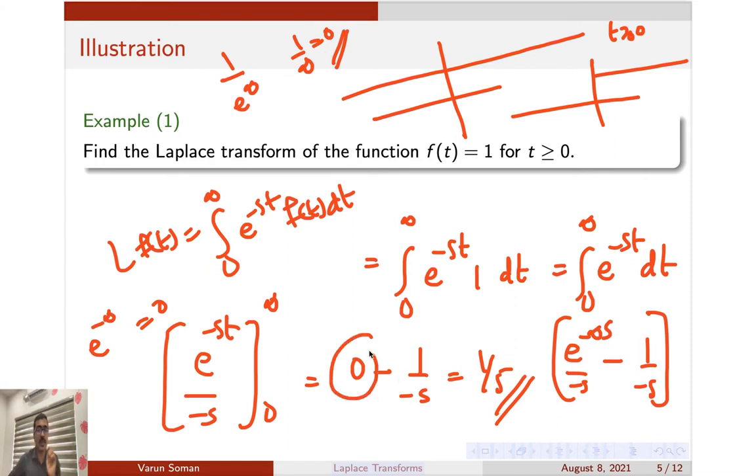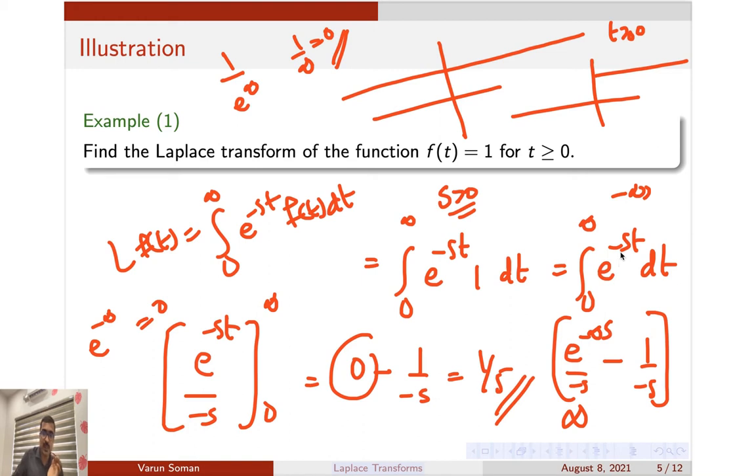One more thing: this is valid only if your s is greater than 0. Why? Because if your s is less than 0, then minus infinity into s will actually be a positive quantity, so you will get a very large quantity here. So this is not valid there. This is valid only if s is greater than 0. If s is less than 0, this is not valid.